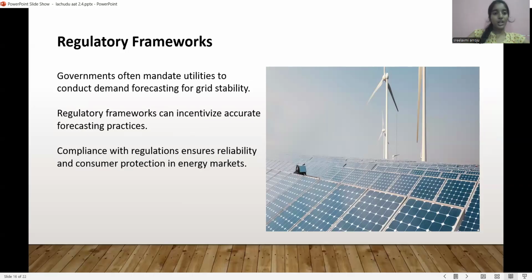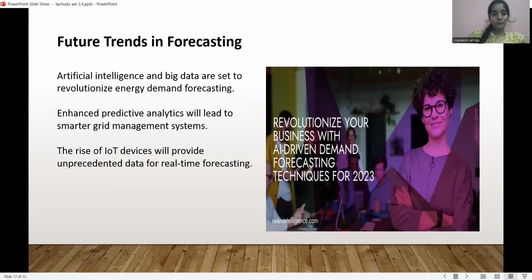Regulatory frameworks. Governments often mandate utilities to conduct demand forecasting for grid stability. Regulatory frameworks can incentivize accurate forecasting practices. Compliance with regulation ensures reliability and consumer protection in energy markets.